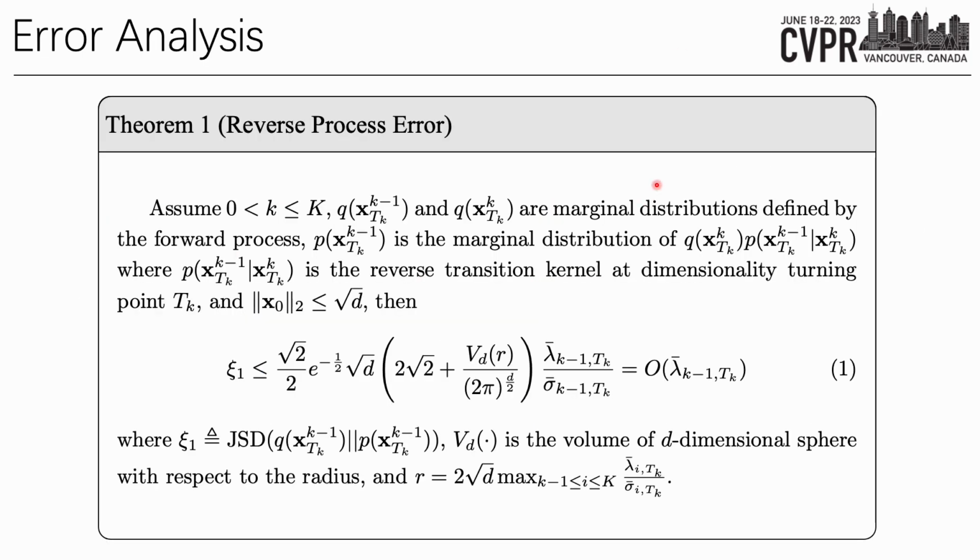Theorem 1 further guarantees that the approximation error can be small enough. Specifically, it says that the Jensen-Shannon divergence between the forward distribution Q and the reverse distribution P at dimensionality turning point T_k is upper bounded by a big O term of lambda bar.